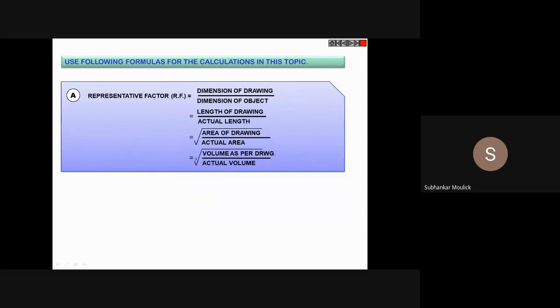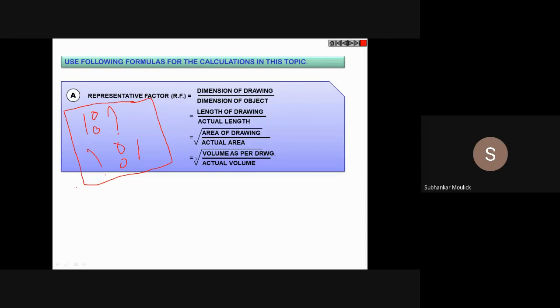And always remember, RF is expressed in terms of fraction. That is in terms of either 1 is to something or something is to 1. This is the way by which you have to express RF. Why you have to express like that, that also I will tell you.